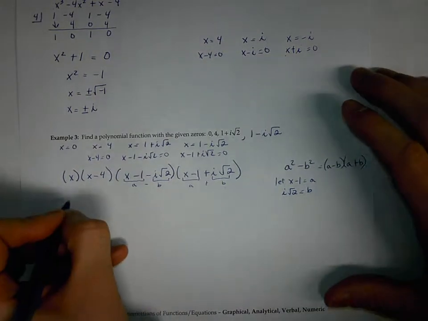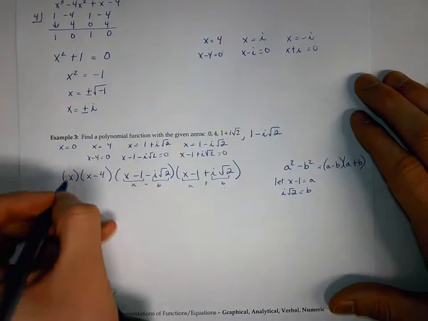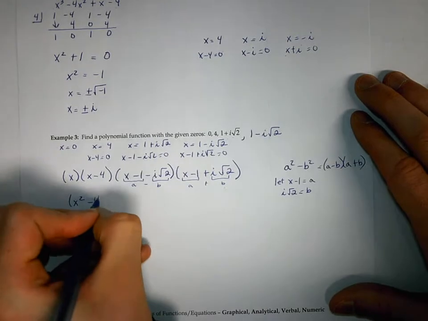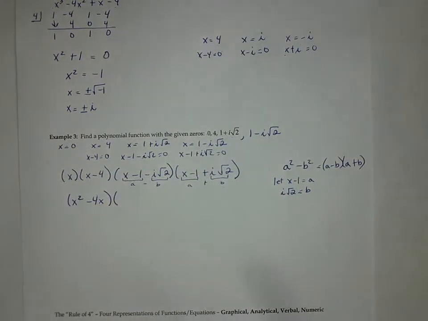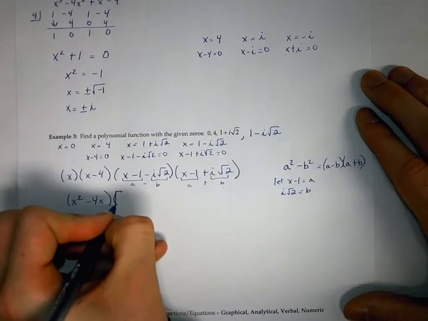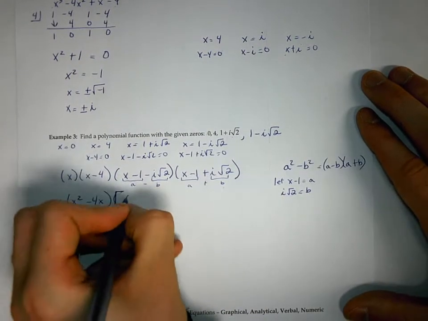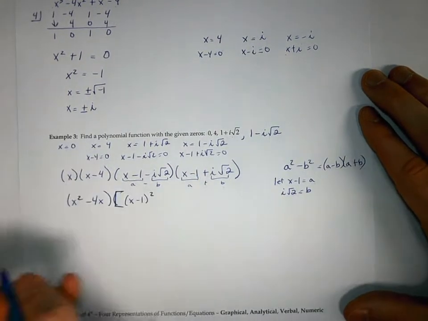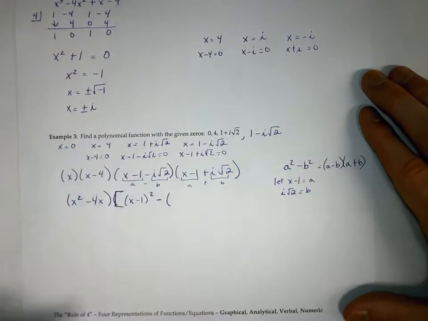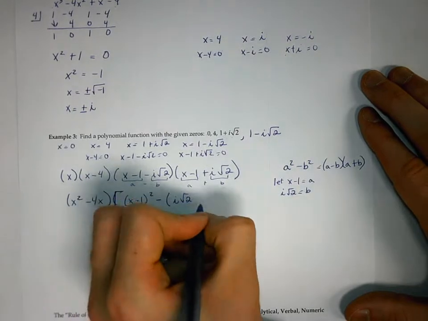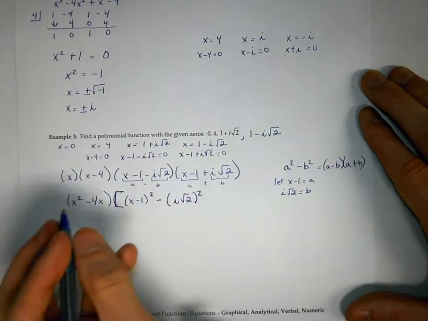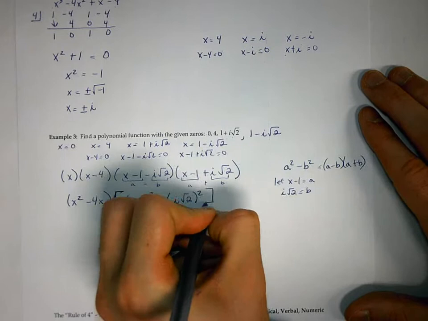So with this piece right here, and I'm just going to distribute in this x here so I can take care of that. I know that this is going to be factored down into a squared minus b squared. So a, we know, is x minus 1. So I'm going to write that as x minus 1 quantity squared minus whatever my b is, i square root of 2 quantity squared.